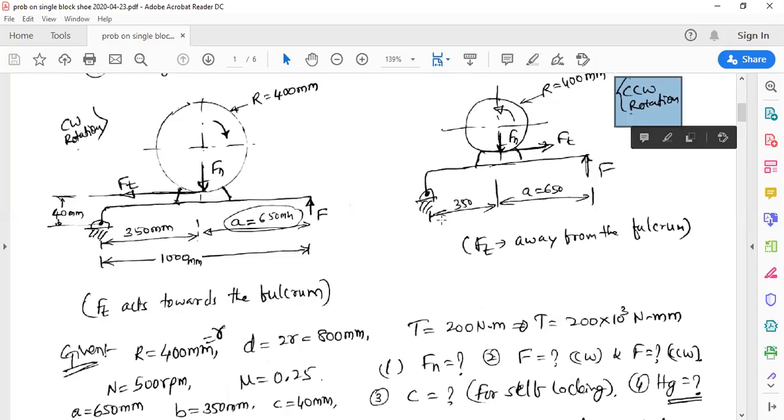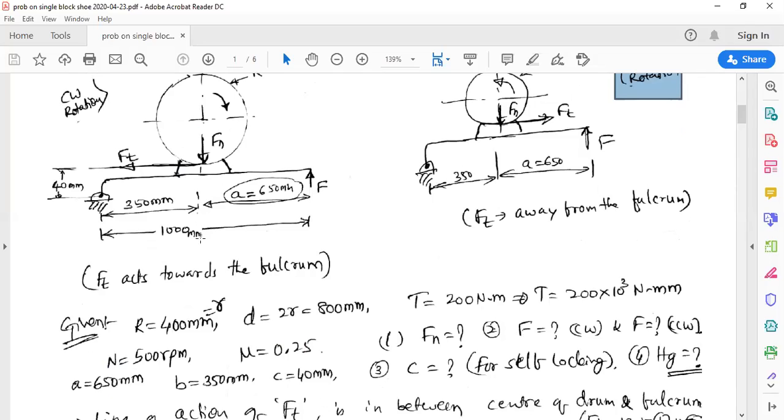So this is only with respect to the direction of rotation. Hence, it is rotating counterclockwise, and Ft acts away from the fulcrum point. And one more thing that we have to note here: the line of action of Ft, in both cases, either clockwise or anti-clockwise rotation, lies in between the center of the drum as well as the fulcrum point. So this is another important thing. This is the case in the data handbook, given as case figure B of page number 267 that we have to refer to here.